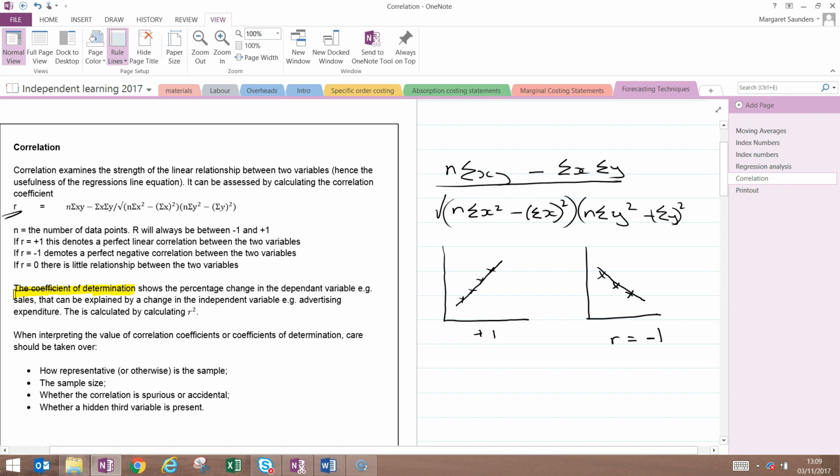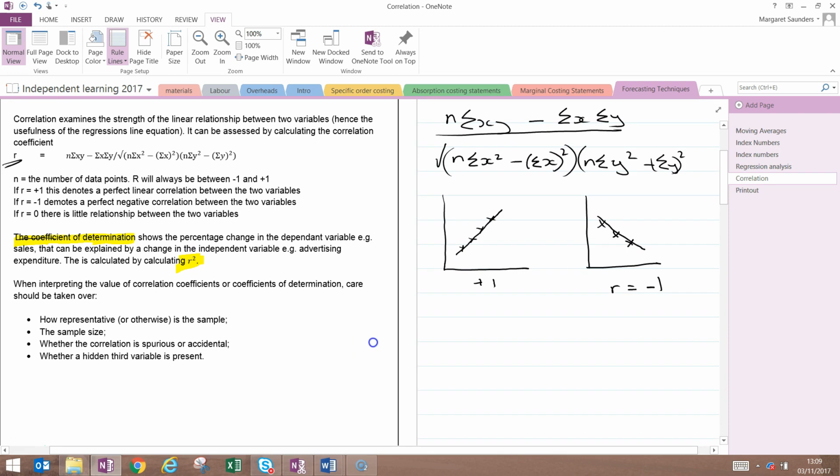The coefficient of determination is your value of r squared. What this shows you is the percentage change in the dependent variable that can be explained by a change in the independent variable. So these are useful methods of forecasting. However, what we do need to bear in mind is in particular the sample size.